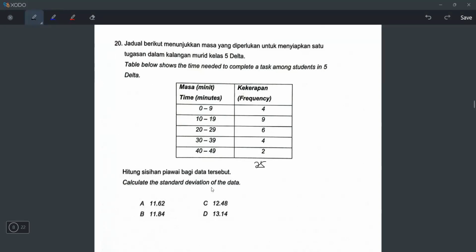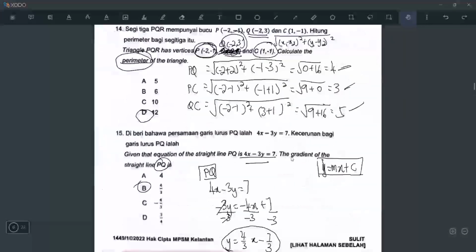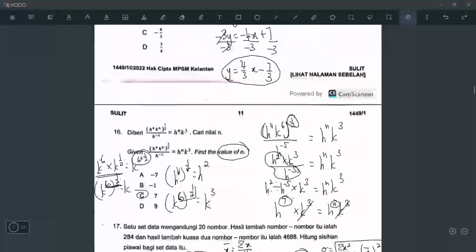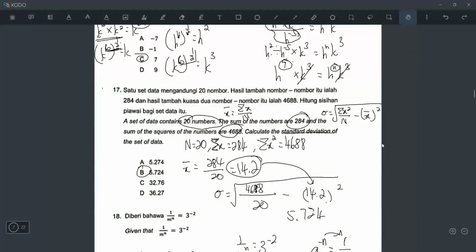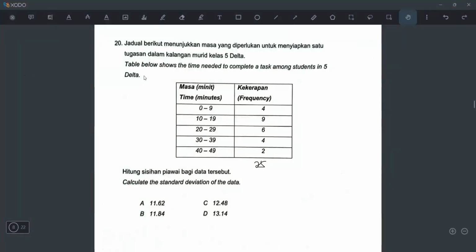Now let's see what they want. Calculate the standard deviation of the data. So let's scroll up and see the question just now. Which question did I do just now? Where is it? Oh, question 17. Do you remember 17 also asked for standard deviation, and I used this formula? But this time I won't be using this formula. I'll be using the other version of the formula, because this time there is frequency and this is grouped data. If you still don't know how to find standard deviation, or if you want to rewind back to question 17, you can do that.